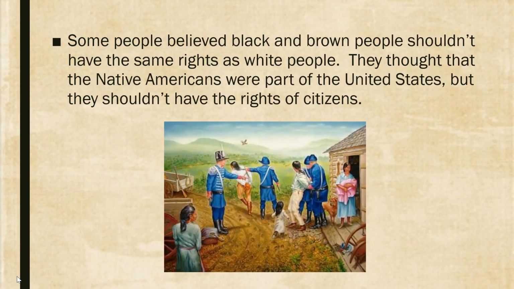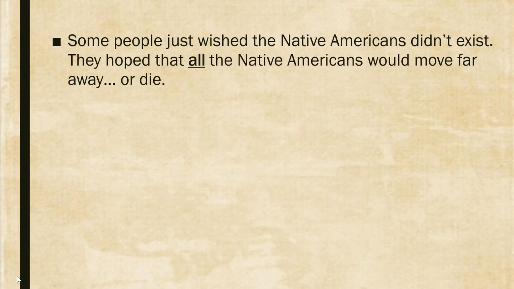Next, some people believed that black and brown people shouldn't have the same rights as white people. They thought that the Native Americans were part of the United States, but they shouldn't have the rights of citizens. And some people just wish the Native Americans didn't exist. They hoped that all the Native Americans would move far away or even die.